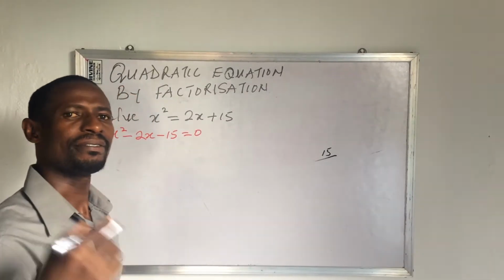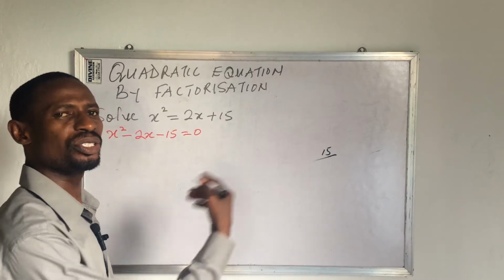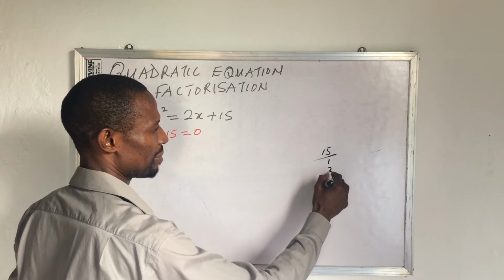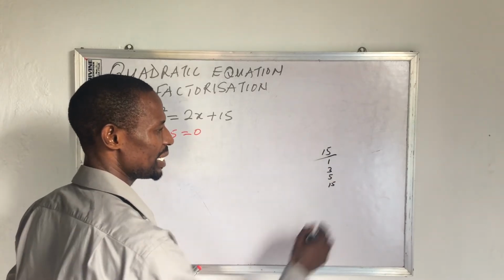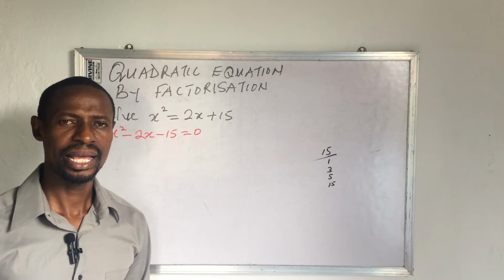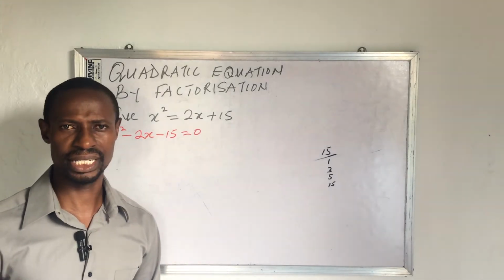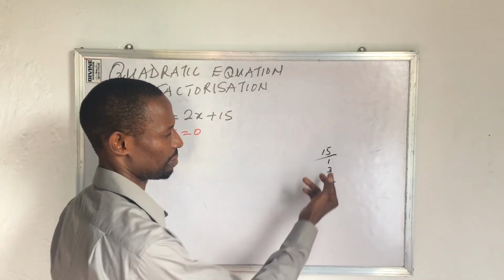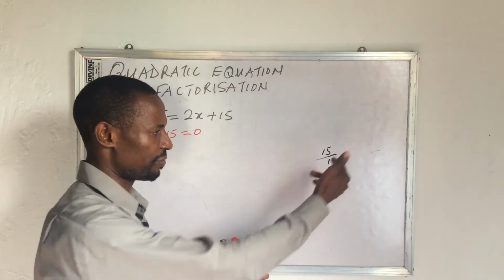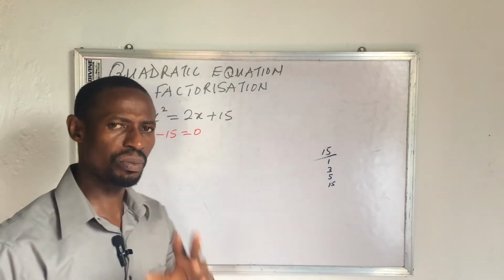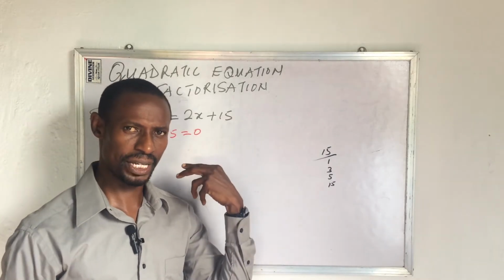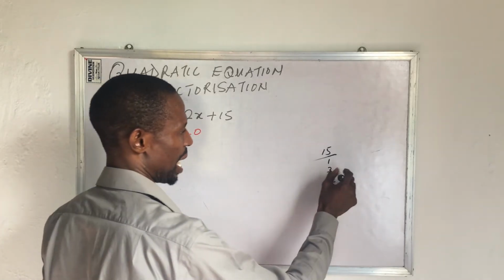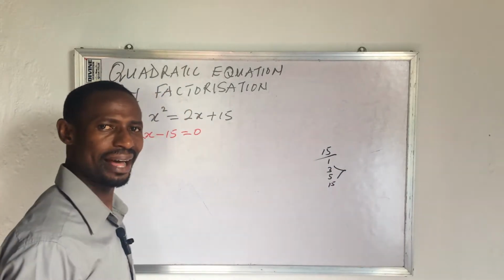So what are the numbers that can go into 15 without remainder? Here we have 1, 3, 5, and 15 itself. Remember, every number is a factor of itself, and 1 is a factor of every number. Now we think of two numbers from this set that when you multiply together give you 15, and add them together to give you minus 2. So from here, I'll pick 3 and 5.